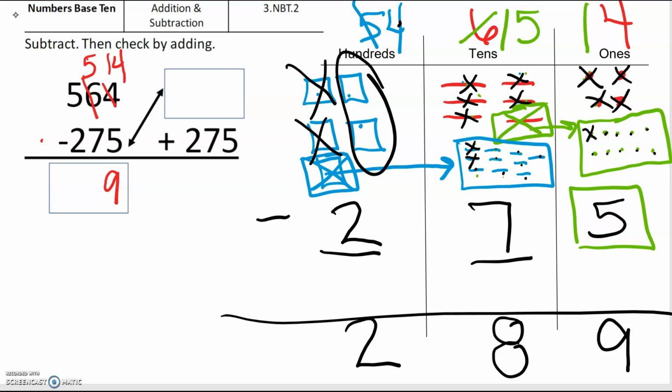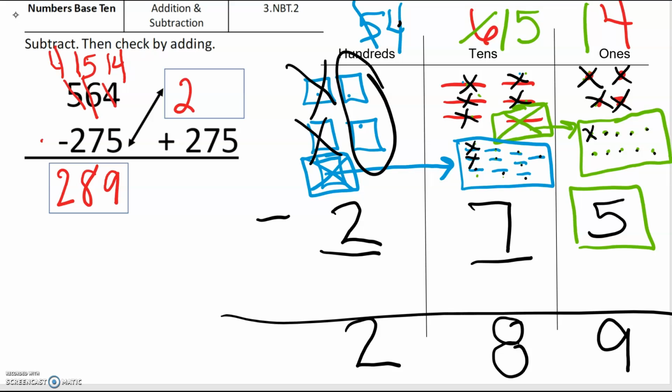5 take away 7. I can't do that unless I go to negative numbers, which I'm not. I go to my hundreds place, take 100 away, regroup that into 10 tens, giving me 15 tens. 15 take away 7 is 8. Over to the hundreds place, 4 hundreds, take away 2 hundreds is 200.